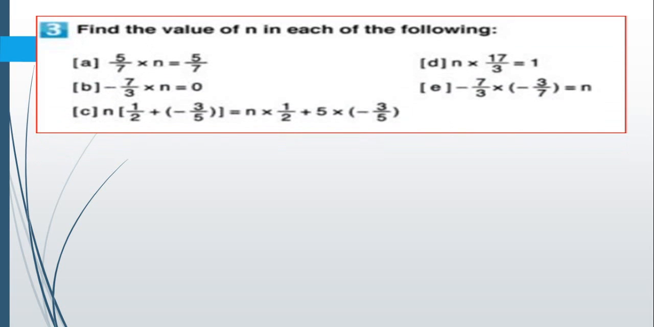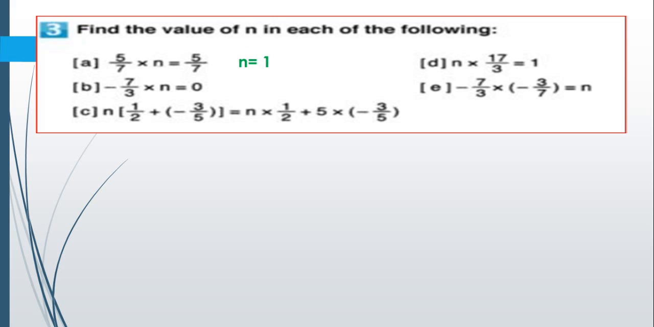Find the value of n in each of the following. 5 over 7 times n equals 5 over 7 times number, so n equals the number itself. So n equals 1.